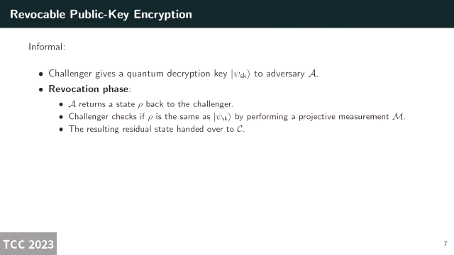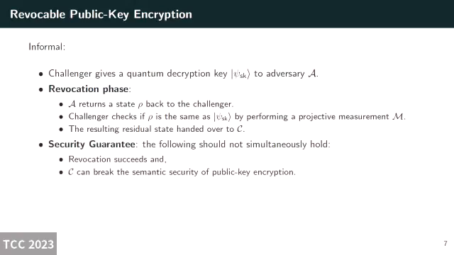Note that this is sort of an inherently quantum phenomenon. For instance, if this was classical, it doesn't make sense for the challenger to ask the adversary to return back the state. Whereas, due to the no-cloning principle, here it makes sense for the challenger to ask the adversary to return back the state. So informally, what we want is that once the adversary returns back the correct state, it loses the ability to decrypt ciphertexts. Specifically, what we want to say is that it should not be possible for the adversary to simultaneously return back the correct state and break semantic security. Or rather, this should only hold with negligible probability.